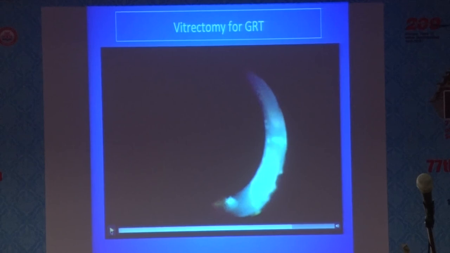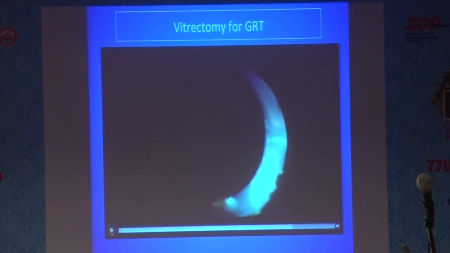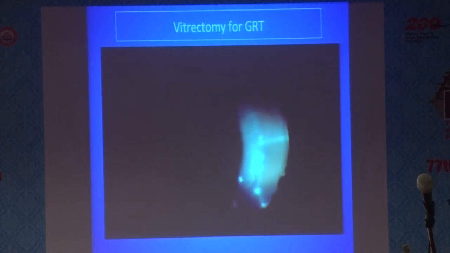And then comes the next step. The question is whether you will do a PFCL oil exchange direct, which is the most common trend, or you'll do a PFCL air exchange. So most commonly people will do a direct PFCL and silicone oil exchange in this situation. But here I will show a technique which I have learned from Professor Dogra, where you do a PFCL air exchange. There is a trick to doing a PFCL air exchange.